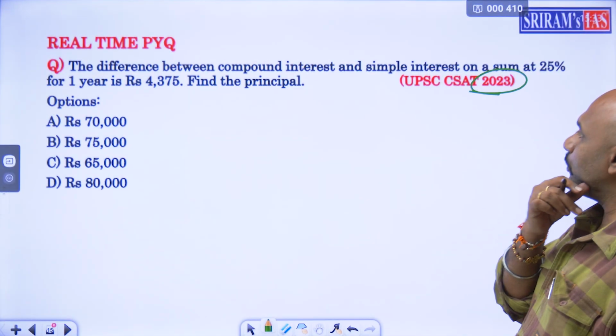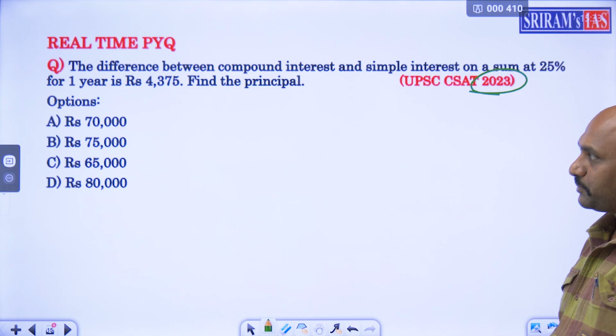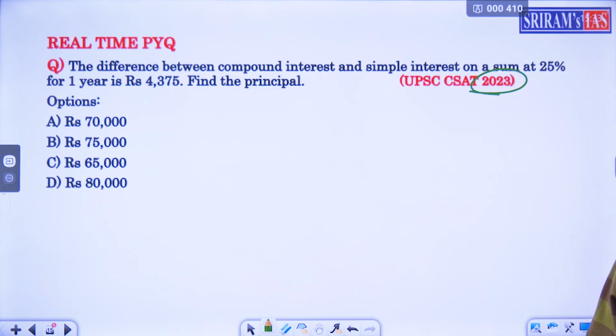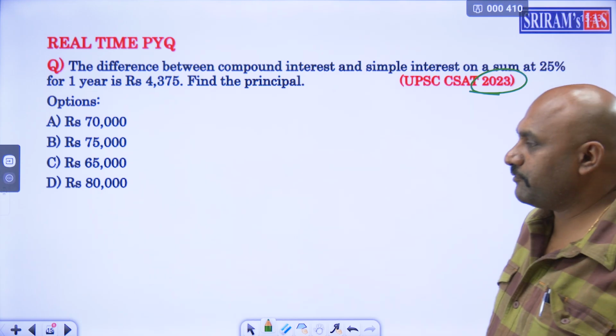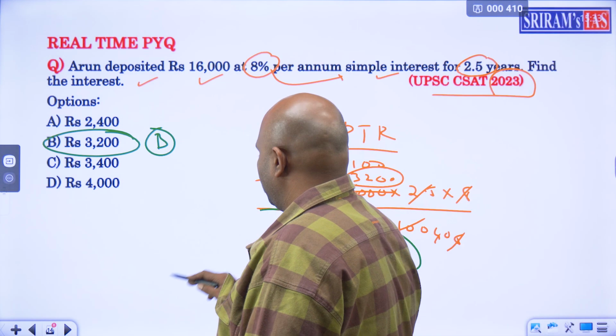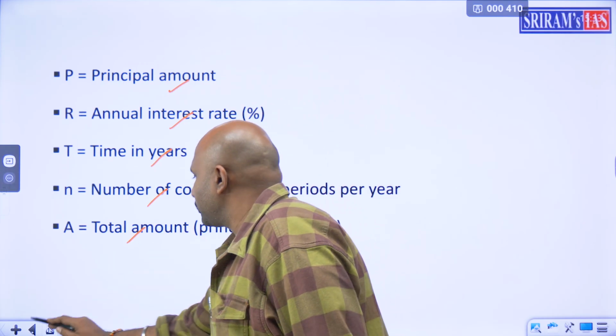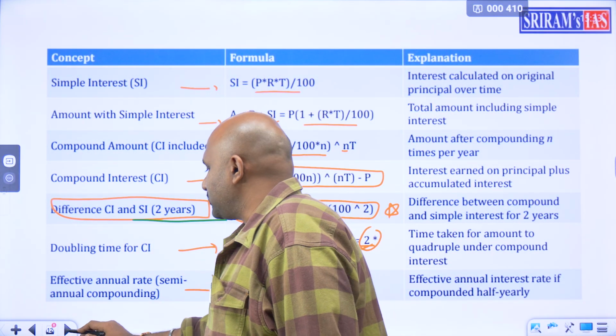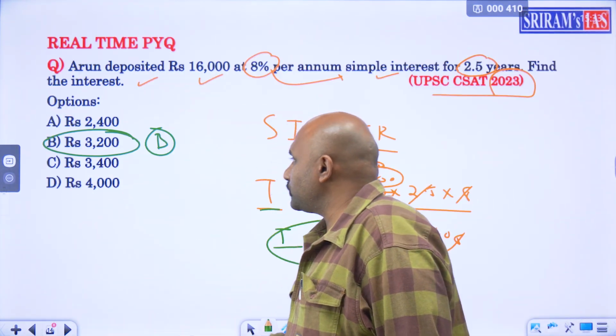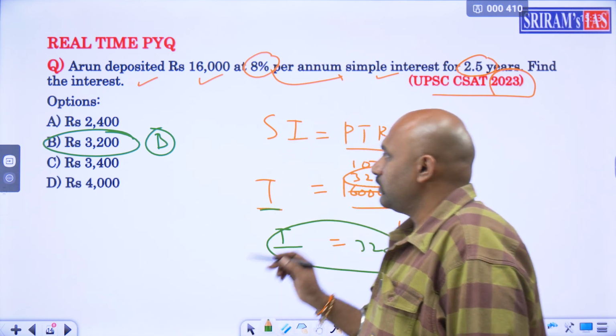Next question, asked in 2023 again. The difference between compound interest and simple interest on a sum at 25% for 1 year is 4375. Find the principal. So what will we do? Directly we'll use the difference formula I told you, the difference between CI and SI. That formula we have to use. So we'll go ahead.